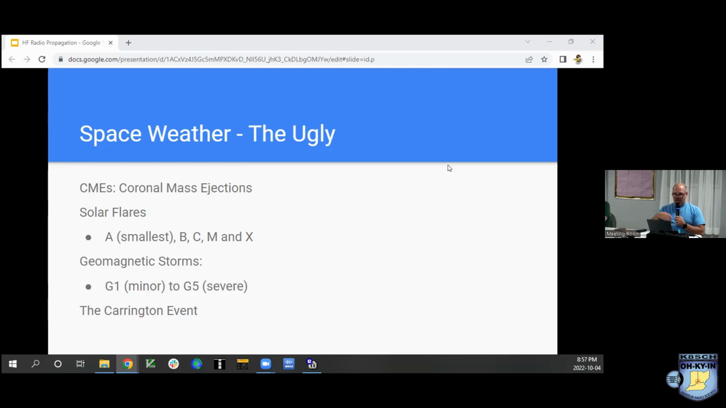So think about it this way. K5 is the beginnings of the storms. K5 usually means it's a G1, all the way up to K9, which means a G5.